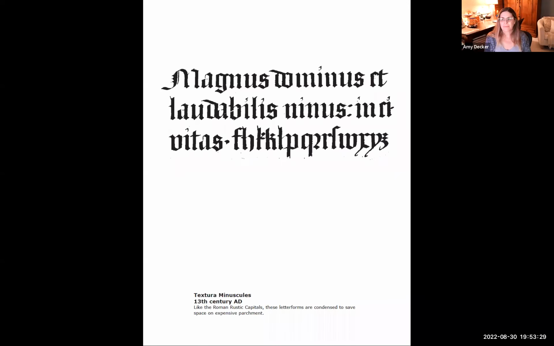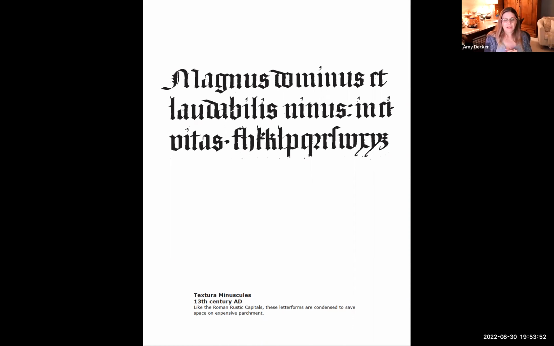Who had the medieval restaurant example? This is what they were kind of going for, right? So they were really going for more like Gothic, right? So this is Gothic, textura, minuscule. Like the Roman rustic capitals, these letter forms are condensed to save space on expensive parchment. Sheep are not cheap.